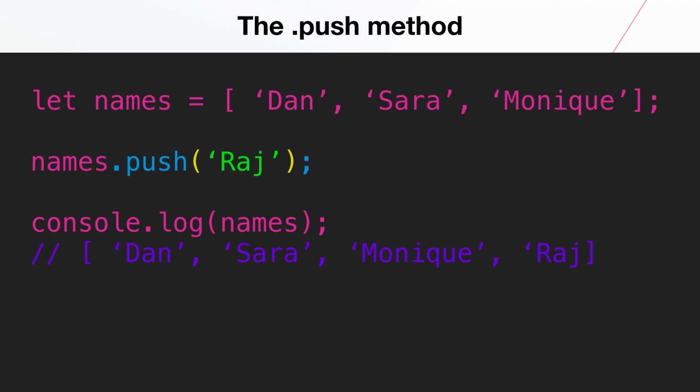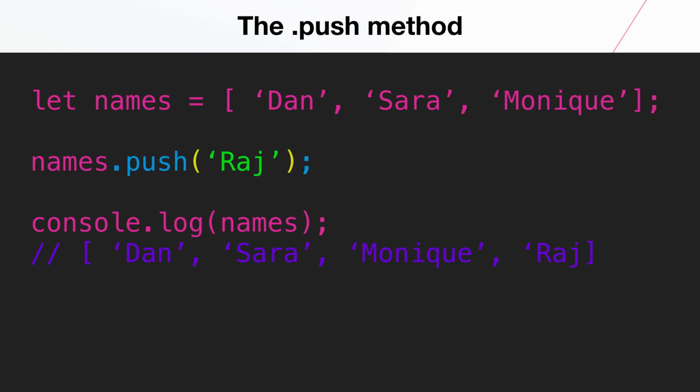No matter what, and you'll see down below there that Raj is on the end. So it always adds to the very end. You can push as many items as you want onto an array, and it's always going to add it to the very end. Okay, so push is how we add items to the end of an array.